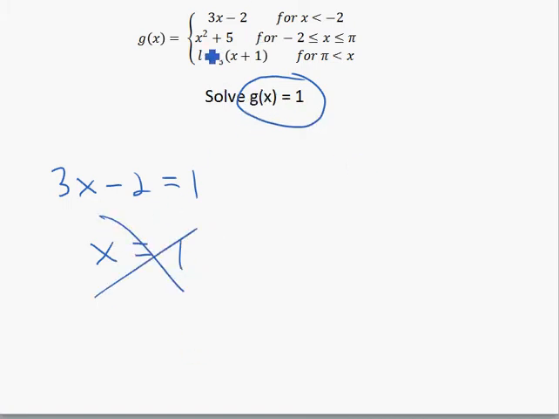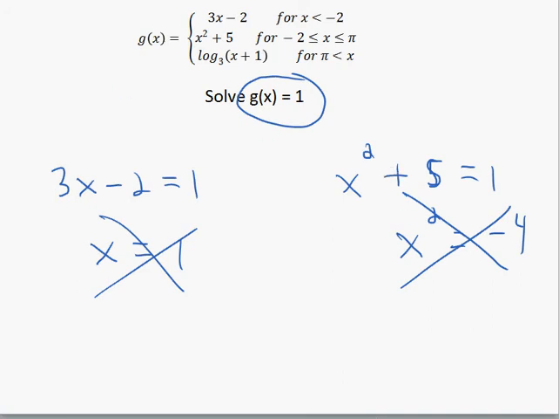So let's try the next one. x squared plus 5 will equal 1 when x squared equals negative 4, and since that's an imaginary number, that doesn't have any answers either. That's pretty nice. So g of x doesn't equal 1 anywhere yet. We've got to check this log thing.